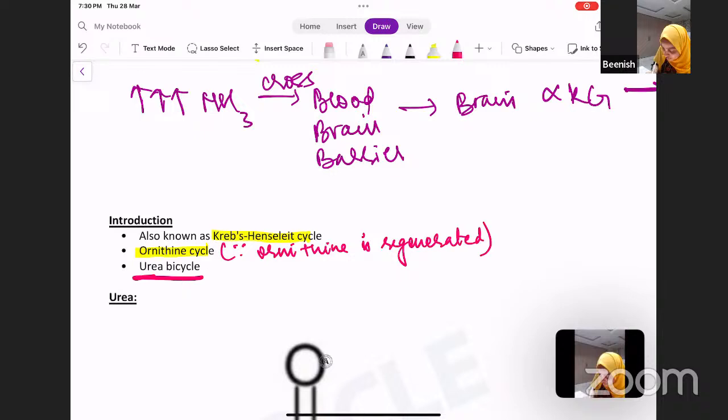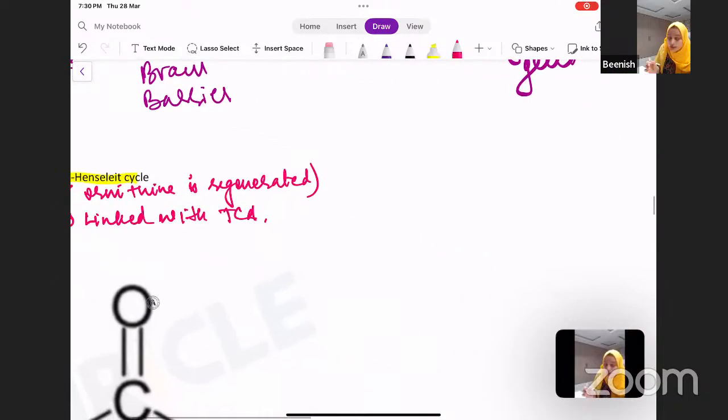And it is also known as urea bicycle. Why is it known as urea bicycle? Because TCA and urea cycle are linked together. So your urea cycle is linked with TCA. Therefore it is known as urea bicycle.